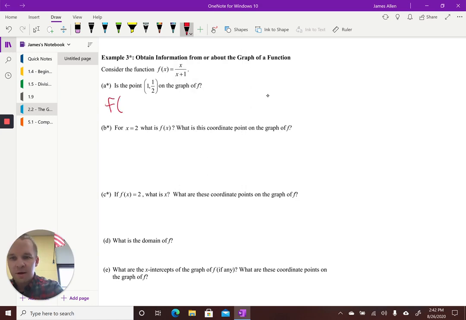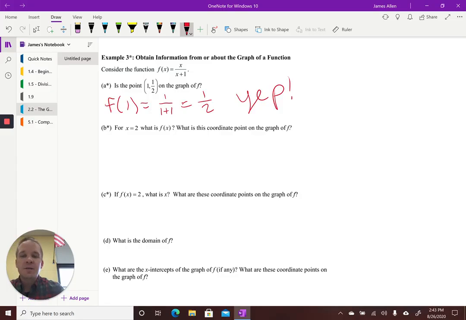So if I have f of 1 and I plug that in, I'm going to have 1 over 1 plus 1. So that it's going to give me 1 over 2. So is it on the graph? Yep. Awesome. So when I plugged 1 in, I got 1 over 2. That tells me that it is on the graph.